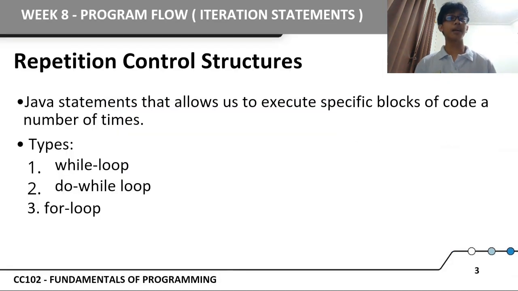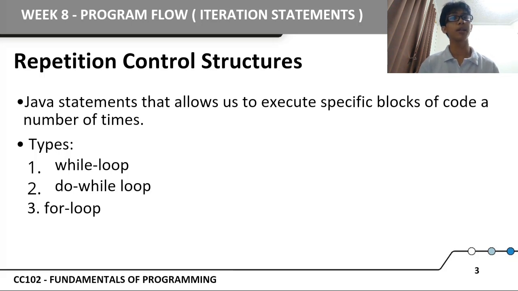There are three main types of repetition control structures. We have while loop, do while loop, and for loop. Now to explain this, let's first go on with while loop. So basically, this loop runs as long as the condition is true, and it's commonly used when the number of repetitions isn't known in advance, like processing input until a user types exit.